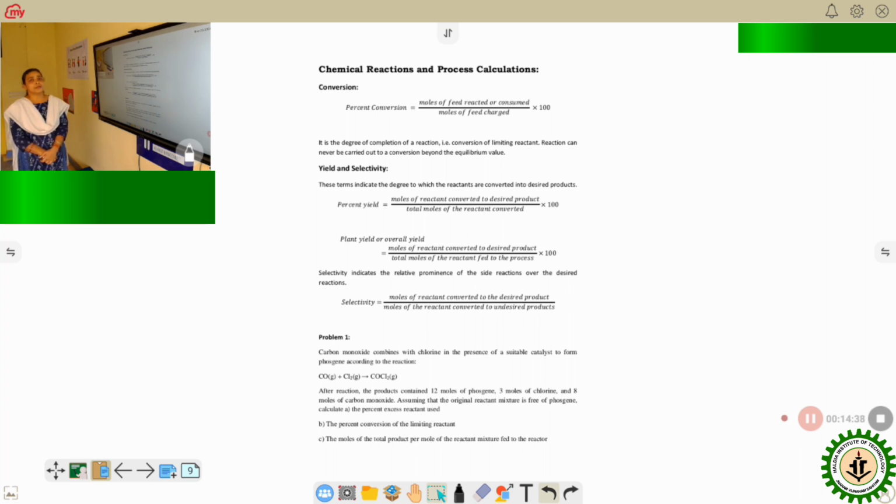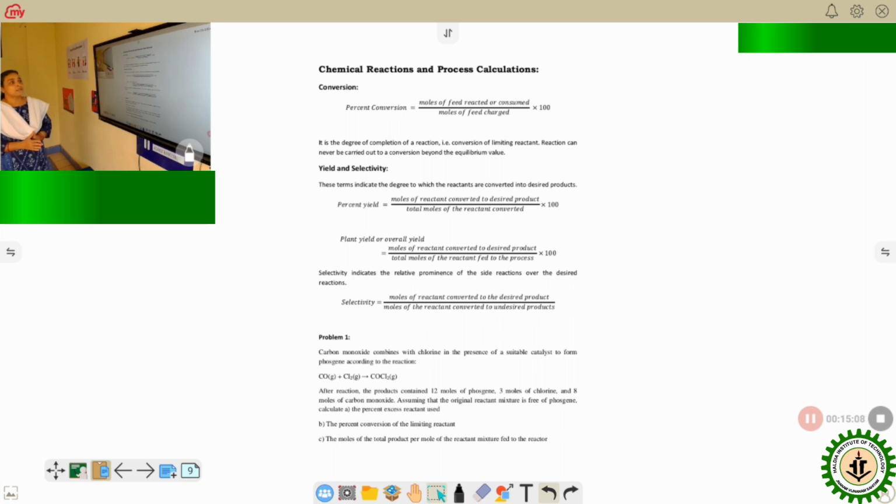Now, conversion never goes to completion. The chemical reaction occurs in the given system till equilibrium is established between the different constituents, reactants and products. The reaction can never be carried out to a conversion beyond the equilibrium value. So it is the conversion.